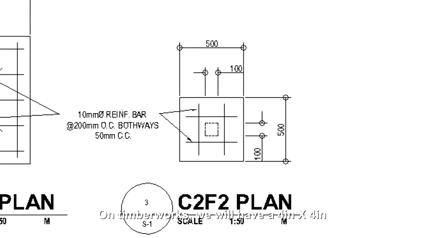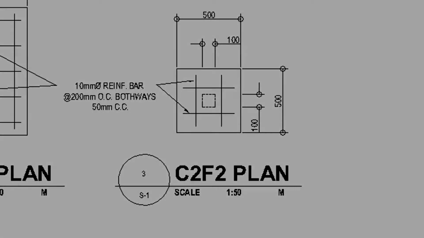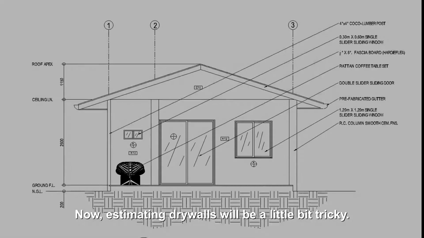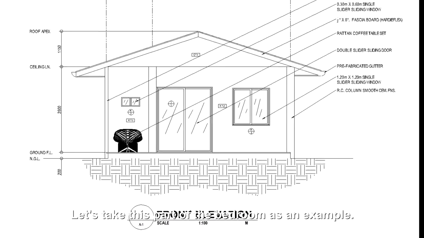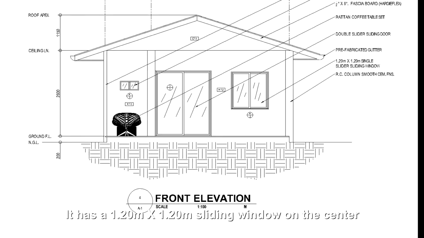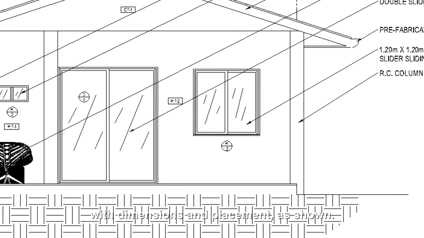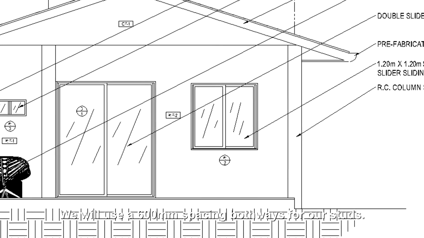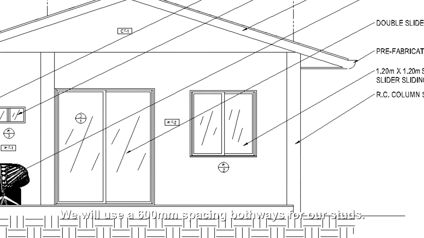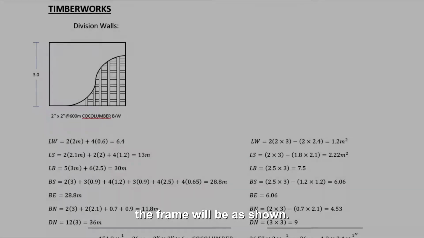On timber works, we will have a 4x4-inch coco lumber post on the porch. Now, estimating drywalls will be a little bit tricky. Let's take this part of the bedroom as an example. It has a 1.2 by 1.2 meter sliding window on the center with dimensions and placement as shown. We will use a 600 mm spacing both ways for our studs. So, based on spacing and placement of the window, the frame will be as shown.